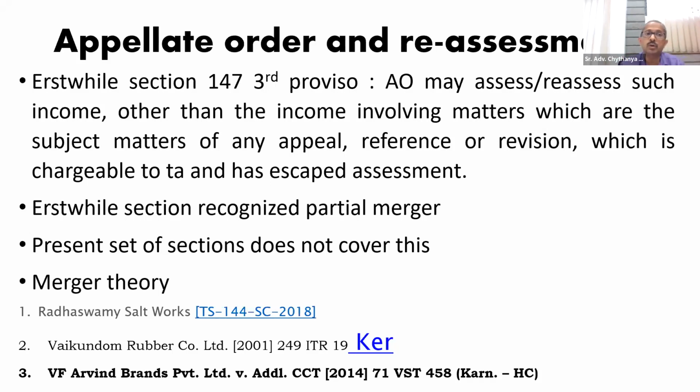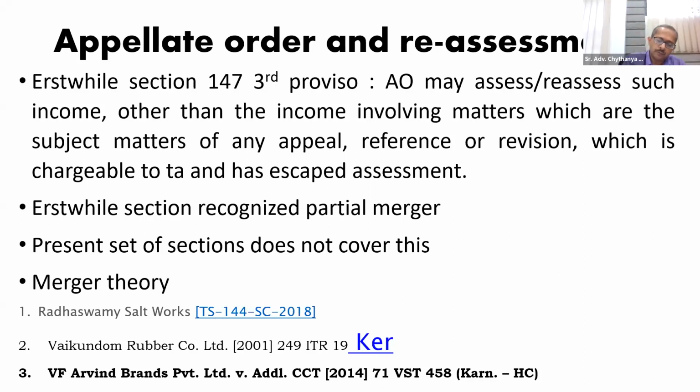So go to the third proviso of the old regime, which says the assessing officer may assess or reassess such income other than income involving matters which are subject matters of any appeal, reference, or revision, which is chargeable to tax and escaped assessment. So what is this? If an order of the assessing officer has become the subject matter of an appeal, revision, or reference, then if the law is silent on it, one view could be that the order of the assessing officer is merged with the order of the CIT appeals, or with that of the commissioner, or with that of the tribunal.